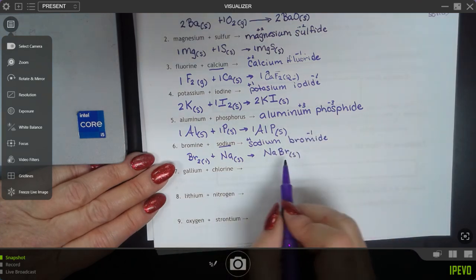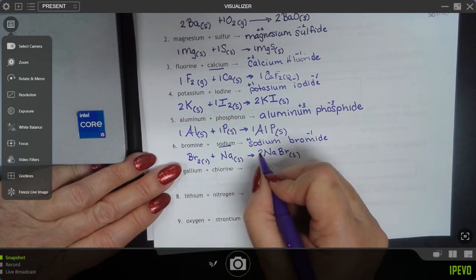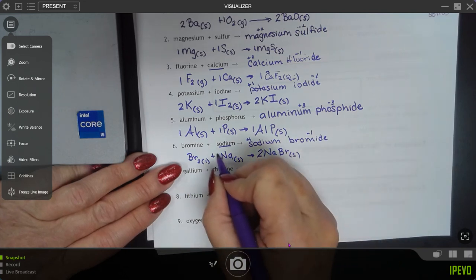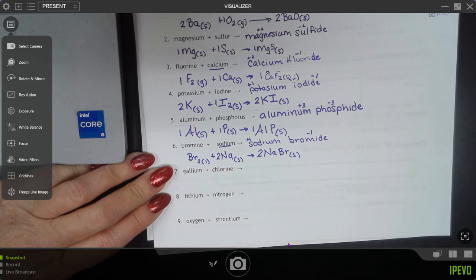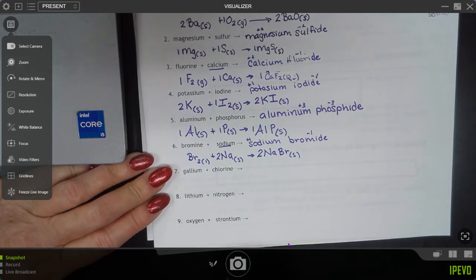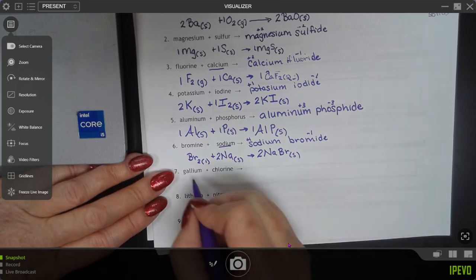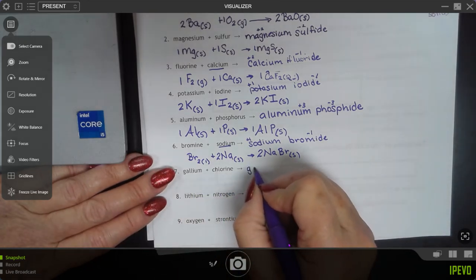All right, let's see. So we have 2 bromine here, so I need a coefficient of 2 there, and then a 2 in front of sodium. I am going through this quickly, so if you need help on balancing, let's set up a time to do that.